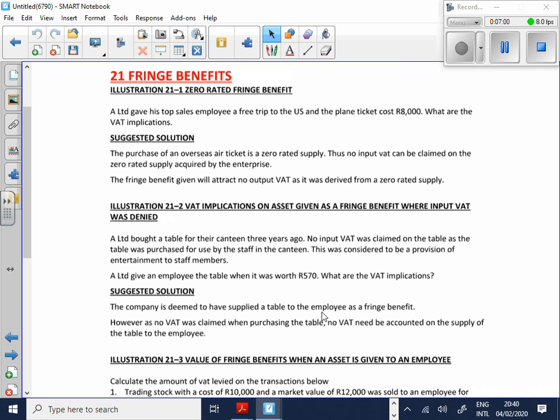Please don't say that there's no VAT. If you say that there's no VAT, you're not going to get any marks. There is VAT. It just happens to be zero rated. Is that okay? And that's a very big mistake in exams.